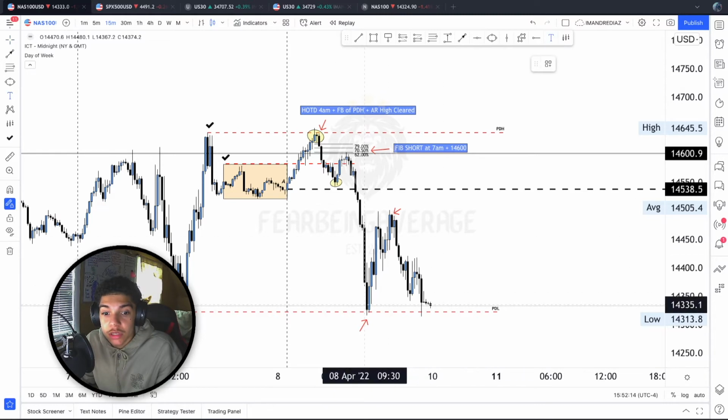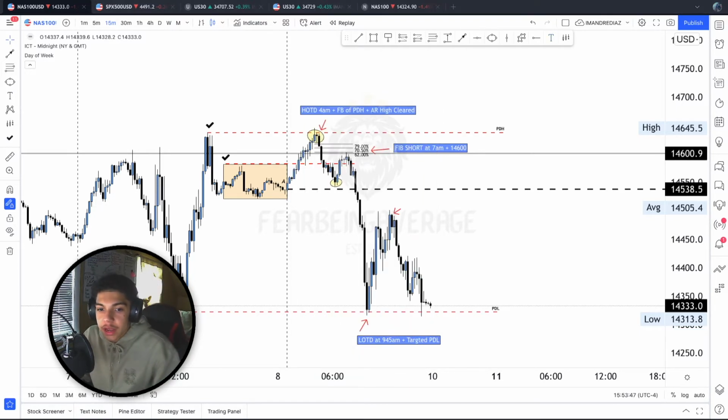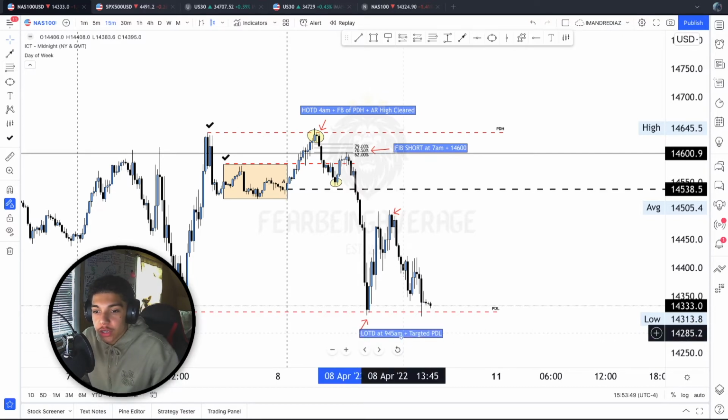So at what time was this? 9:45 in the morning. So we have the low of the day at 9:45 a.m. Plus, we targeted the previous day's low. So we got this low of the day at 9:45 a.m. after targeting the previous day's low.